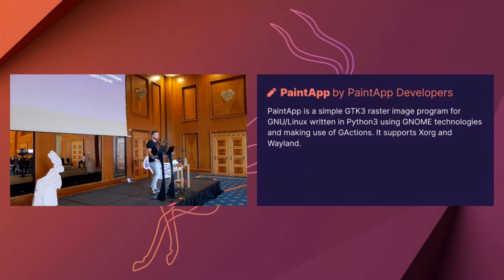How many of you have seen an app listing kind of like this? And I'll just read it out to emphasize it. Paint App by Paint App developers. Paint App is a simple GTK3 raster image program for GNU/Linux written in Python 3 using GNOME technologies and making use of G actions. It supports Xorg and Wayland. We have some of those in our app stores, right?